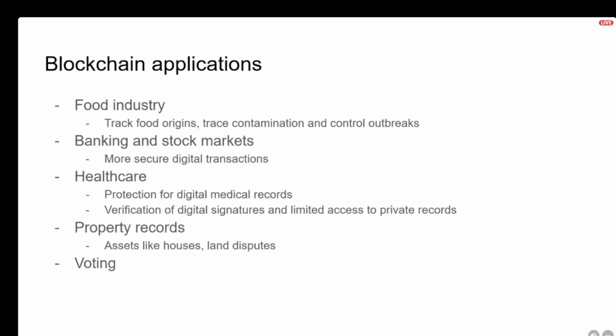And like I said, these transactions that occur on blockchain networks aren't just currency. It can also be assets like houses. Blockchain can be used for land disputes to prove ownership, and it can also be used for voting. I know there was a U.S. state that is looking to implement blockchain to verify election results as well.